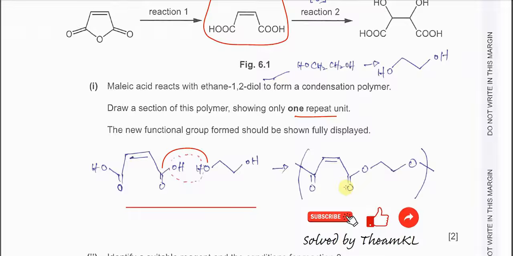And what you need to do is you just need to remove H here and remove H here and add one bond. Add one bond, and here you add another bond, right? So remove the H, remove the H. So eventually you get this polymer chain with one repeat unit. Remember to draw the bracket and the tails here.